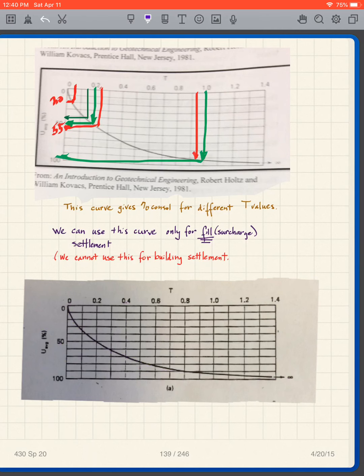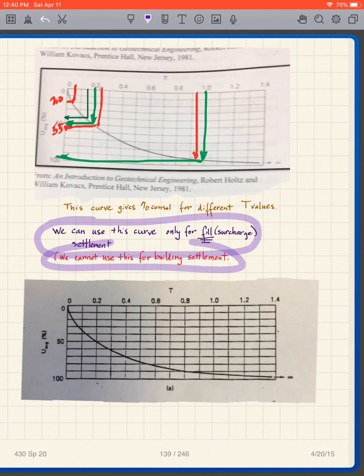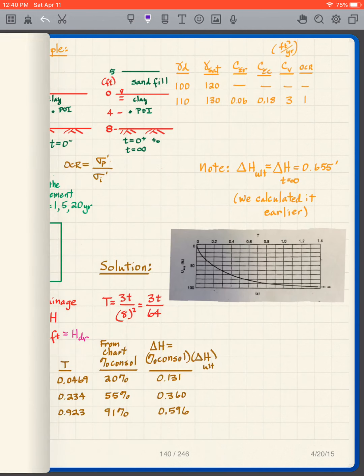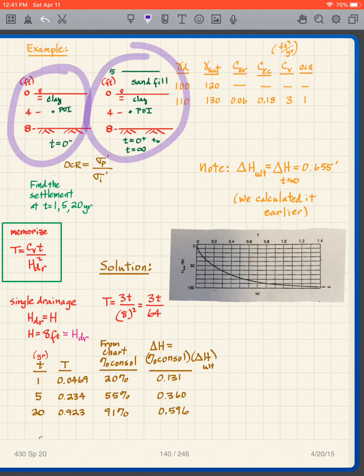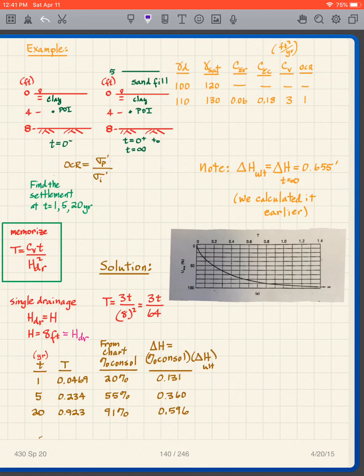All right, but we can only use this curve for a fill surcharge type situation. We cannot use this method for building settlement. So if you're just given a fill settlement problem, you can use this method. I'll show you how to do it. Okay. Back to our problem, 8 feet of clay, adding 5 feet of fill. We solved this problem before. We got a delta H ultimate at t equals infinity of 0.655 feet.